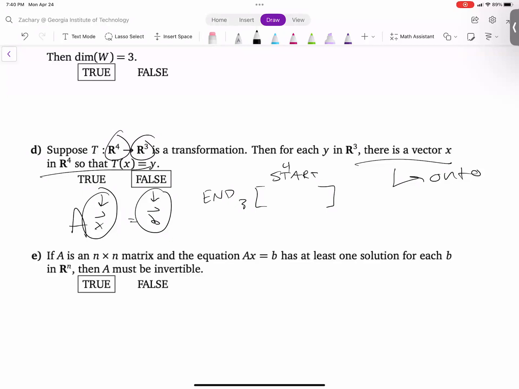For true or false, there are a lot of different ways that could be asked. So one thing they could say is for some b, Ax equals b is inconsistent. Can A be invertible? No, because there's some b it can't reach, which means it's not onto, which means it's not invertible. It's kind of how that can go.